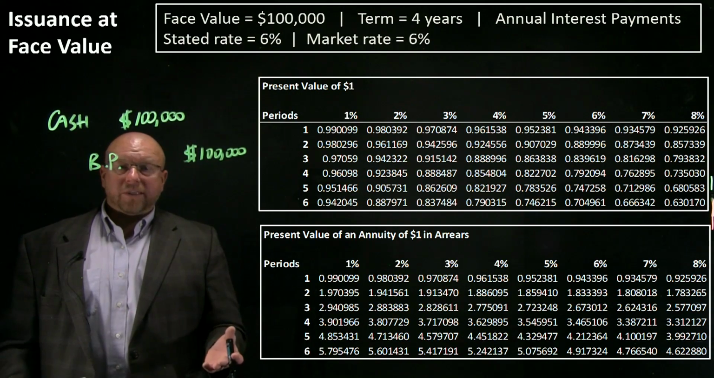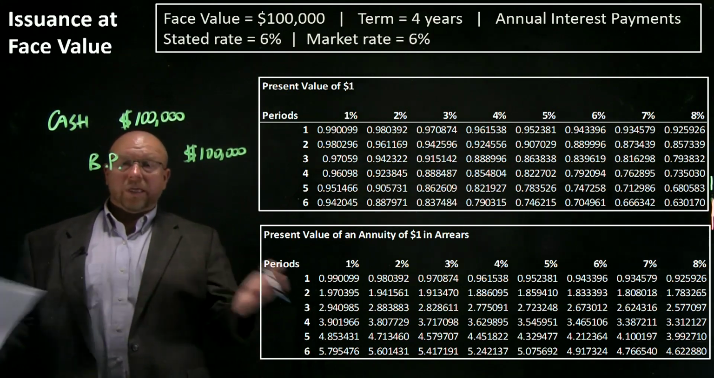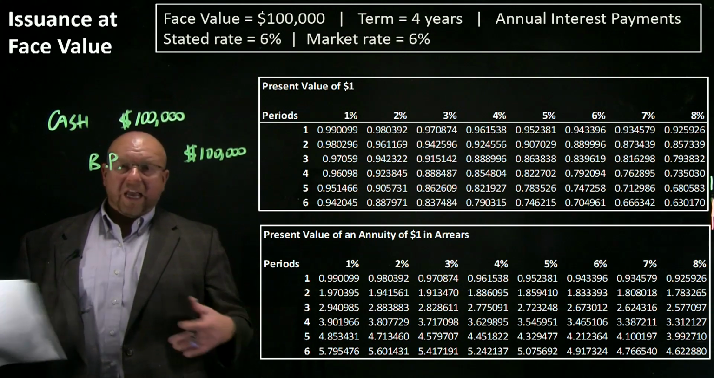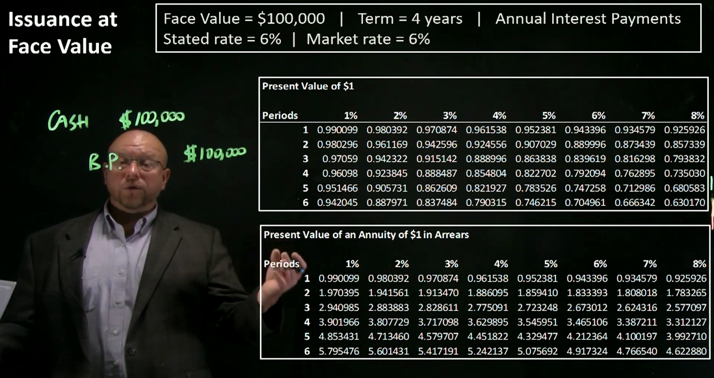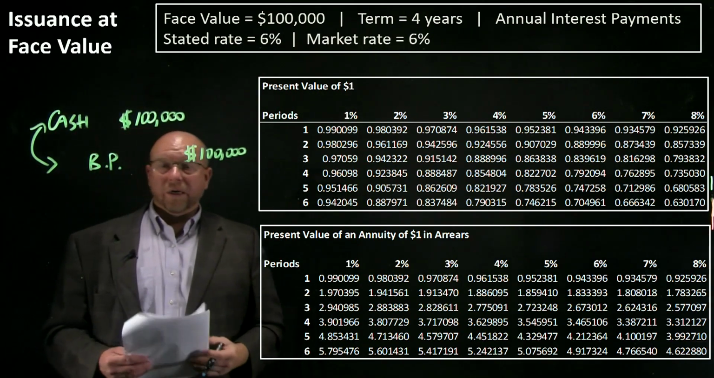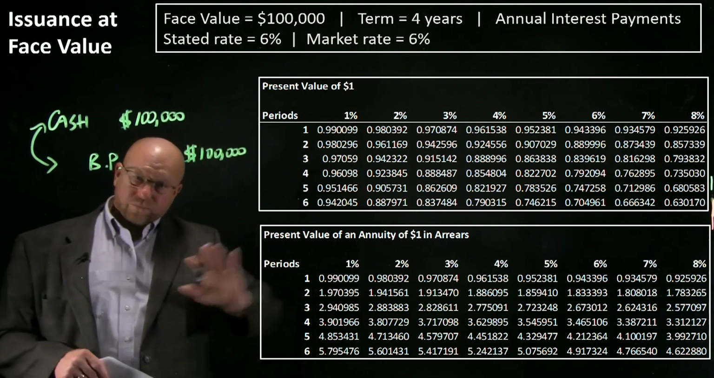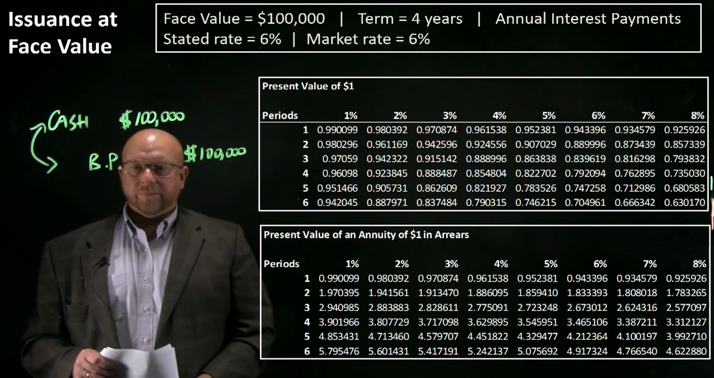Every year when we make the $6,000 interest payments to the bondholders, we will treat that as interest expense. And at the end of 4 years, when these bonds mature, we're basically going to do the reverse of this entry right here. We will credit cash, which is payments to the bondholders, and we will get rid of the liability.